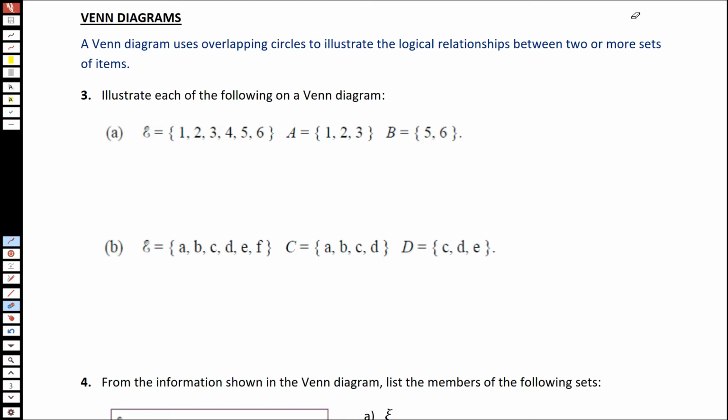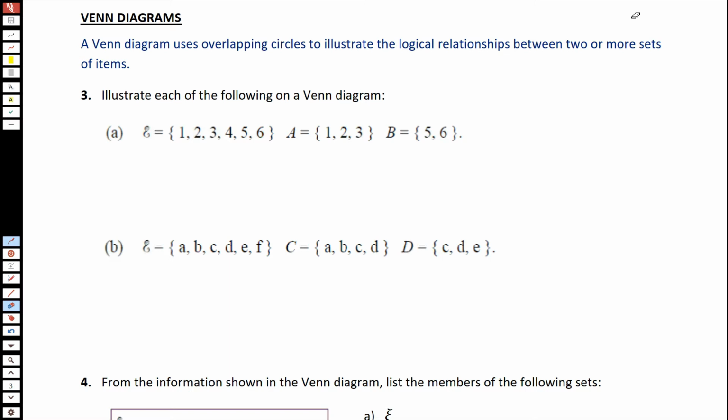So we can use Venn diagrams to represent sets, and Venn diagrams are basically overlapping circles that are used to illustrate the logical relationship between two or more sets. And we are going to start working with them and see how we can use them to represent sets. So in question 3, we are required to illustrate each of the following on a Venn diagram.